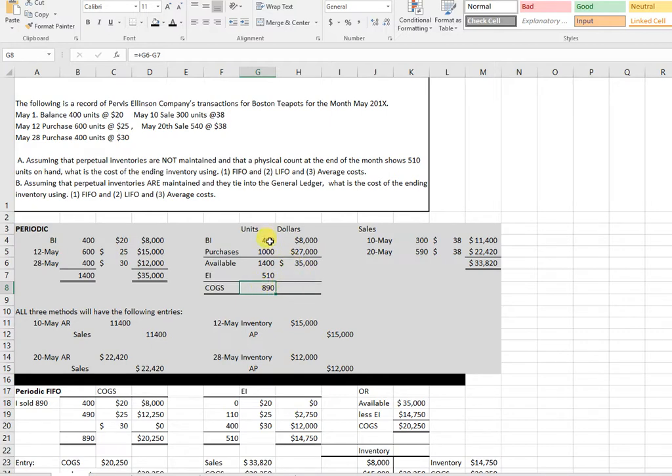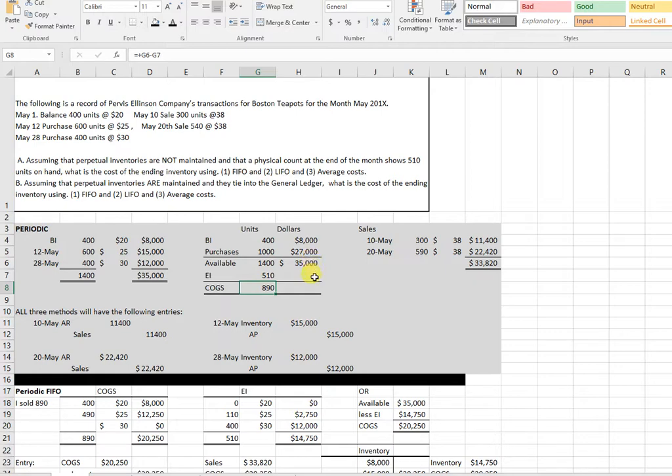I took beginning inventory of 400, so I did a cost of goods sold statement. Beginning inventory plus purchases equals available, minus ending inventory is cost of goods sold. I started with 400 at 20, so I have 8,000, and then I purchased an additional 27,000. So I have 1,400 units of inventory available that cost me 35,000.